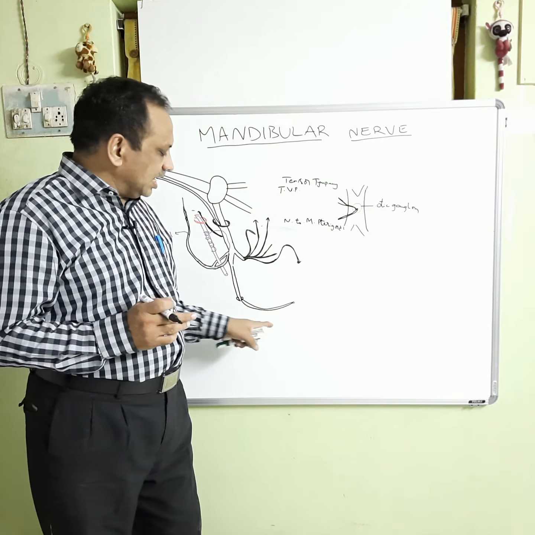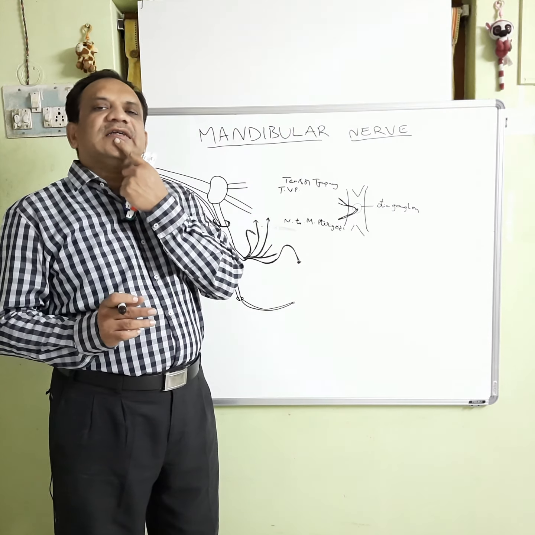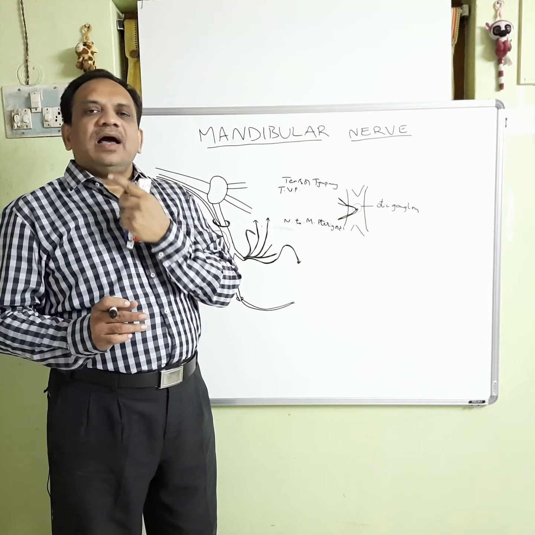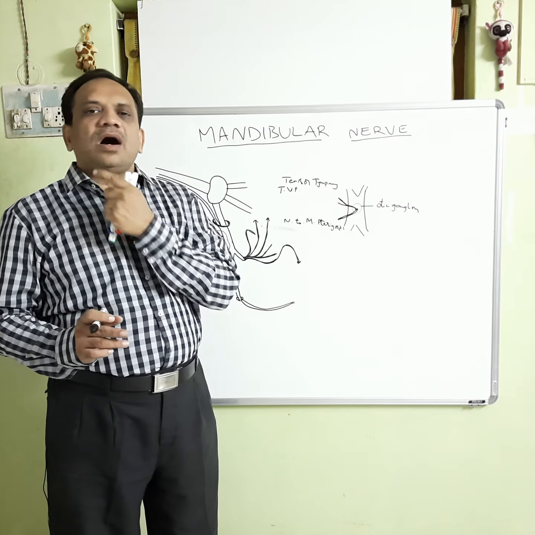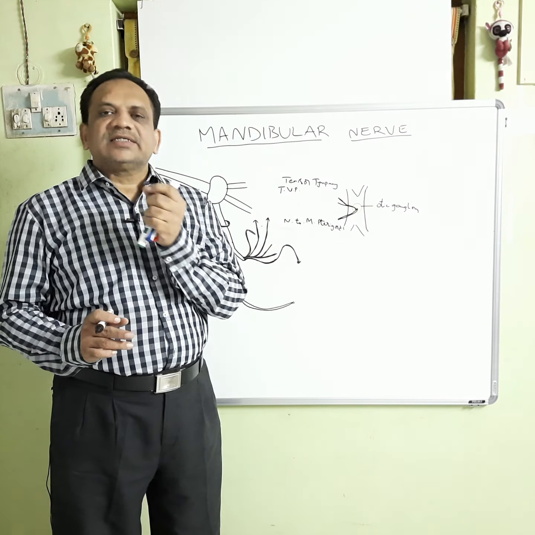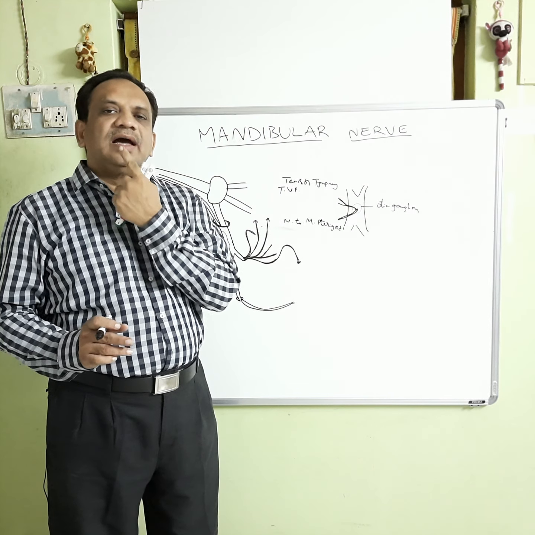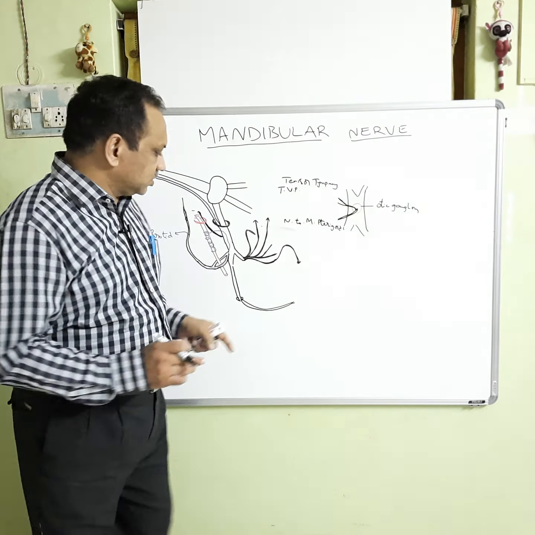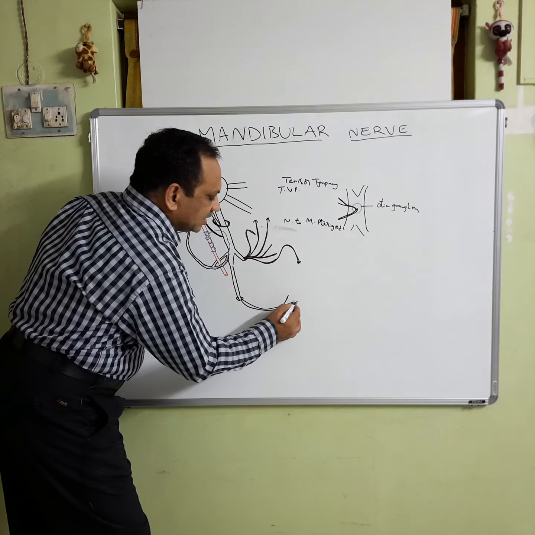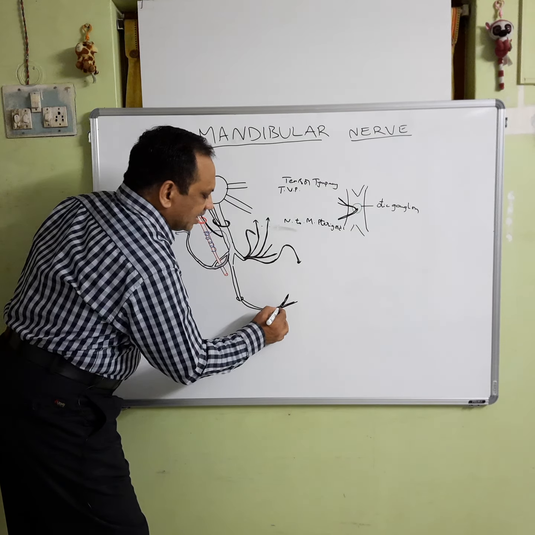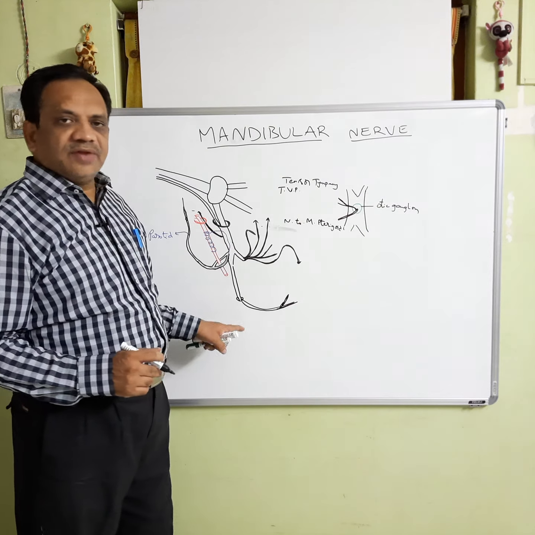One branch goes in the same canal as the incisive nerve. That incisive nerve supplies the incisors and the canines, and the mental nerve comes out through the mental foramen onto the chin, where it supplies the sensory innervation to the skin over the chin and the lower lip. So this divides into the incisive nerve and the mental nerve. So this is about the inferior alveolar nerve.